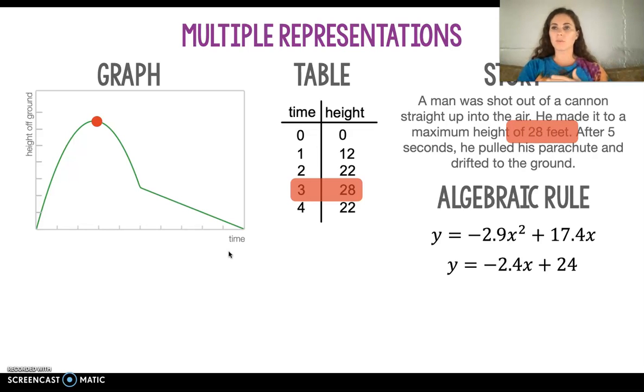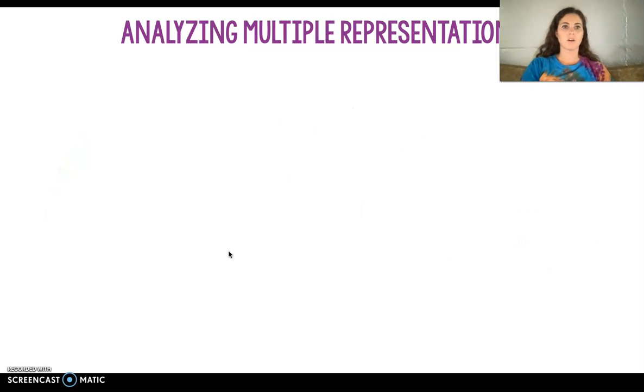Now our algebraic rule, the way that it is currently set up, I have no idea what the maximum height is. However, I can still find this exact same point using my input-output relationship. For example, if I substitute 3 into my equation for the first one, I would end up with 28 feet, or should. Although that equation is an approximation because that's not exact. So we want to be able to analyze these representations.